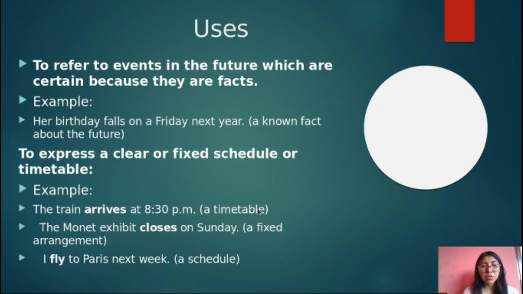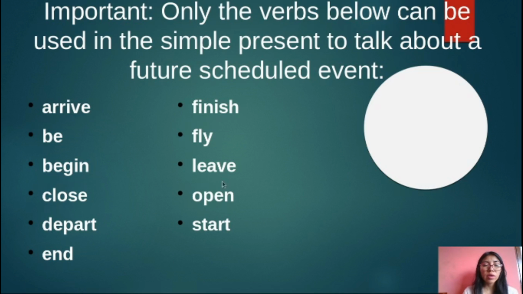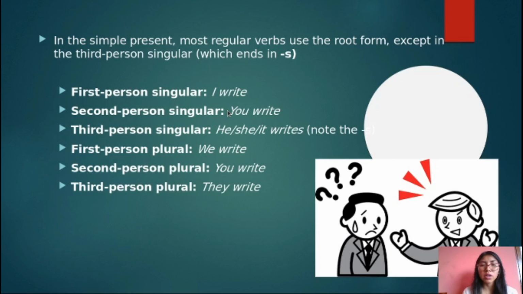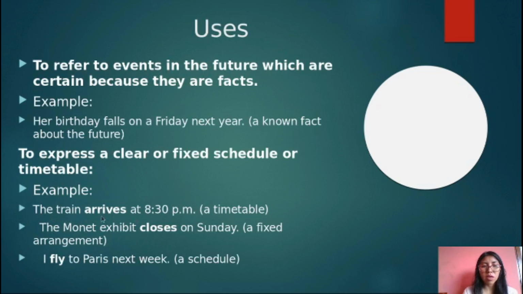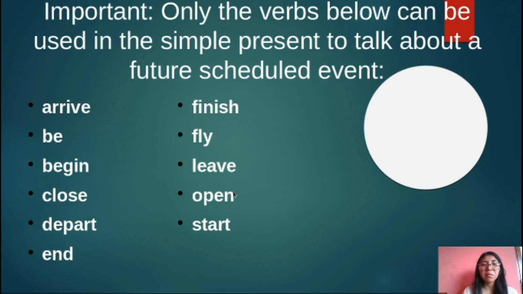Okay? If you are going to speak about a specific time in the future, you are only going to use those verbs. Okay? Arrive, be, begin, close, depart, end, finish, fly, leave, open, and start. Only those verbs you can use in simple present to talk about a future event related to specific points, okay? So pay attention. Here you have arrives, close, and fly, okay? Those verbs are in that list, okay? In that case, I am going to use the present in order to speak about the future, okay?